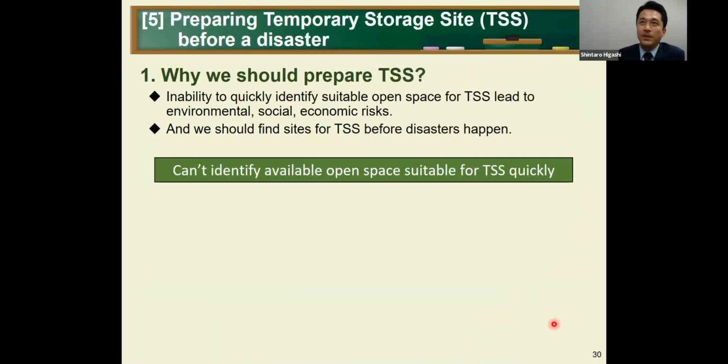The fifth point is TSS. We learn the basic policy of disaster waste management. Set up TSS and try to segregate and recycle. We will discuss preparing TSS before disaster happens.